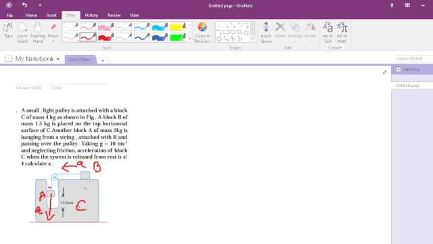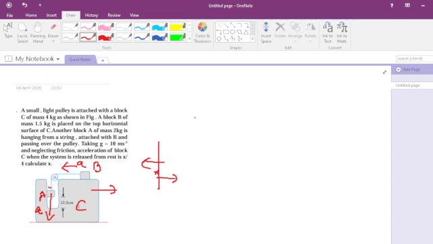Between block B and block C, there is connectivity. They are touching each other, so there is a relative motion. So block C will be moving in this direction. The reason for block C to move in this direction is that in the horizontal direction there is no net force, so the center of mass remains constant. If one block is moving in this direction, the other block has to move in this direction to keep the center of mass aligned.